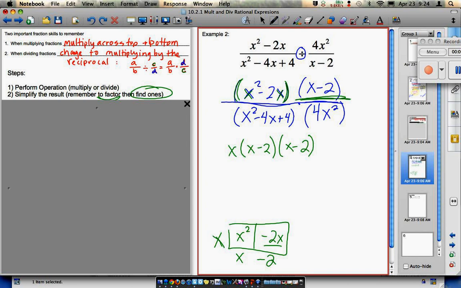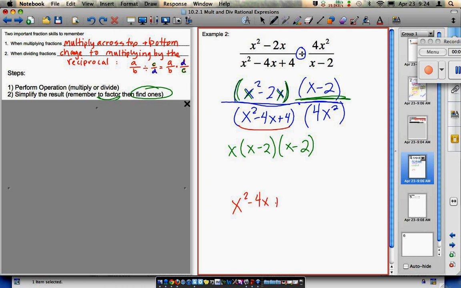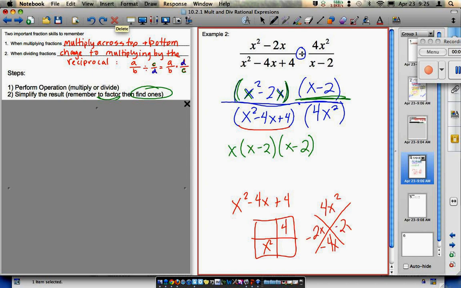Now we're looking at the bottom. We want to factor the bottom before we can find our ones. So on the bottom, I have x squared minus 4x plus 4. I'm going to think about factoring that, and I think x squared minus 4x plus 4 can be factored further. So I'm going to factor it. Let's see, it has to add to negative 4, but multiply to positive 4. So that means it's negative 2 and negative 2.